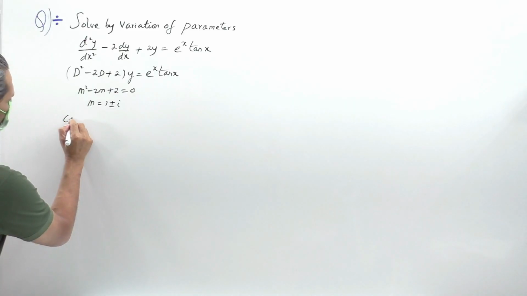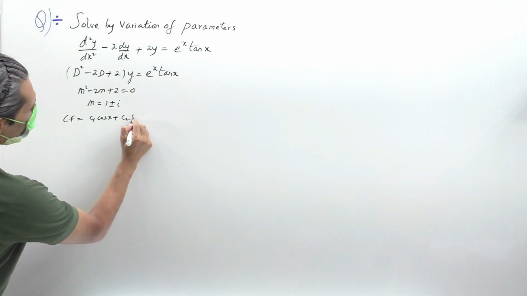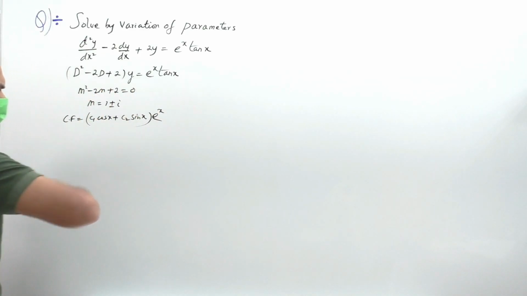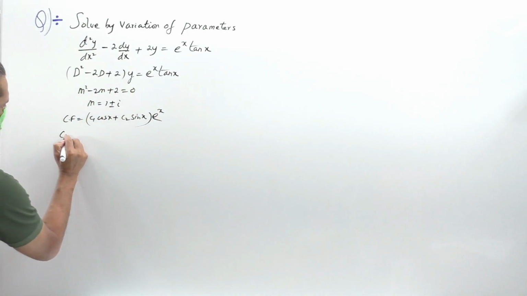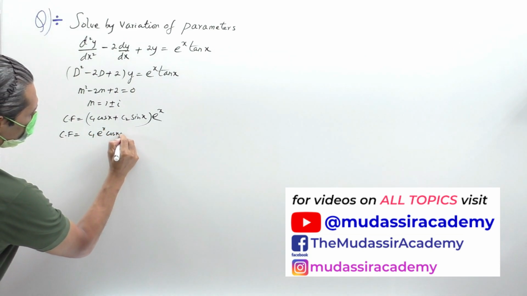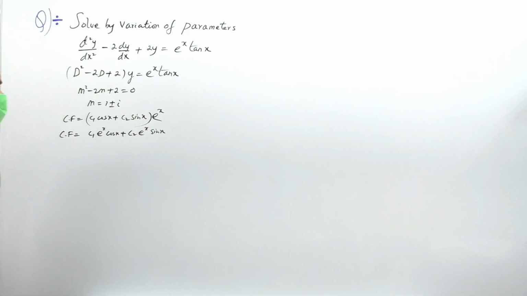Therefore, the complementary function will be (c1 cos x plus c2 sin x) whole into e raised to this real part x. So, let us open a bracket. We have CF is equal to c1 e raised to x into cos x plus c2 e raised to x into sin x.